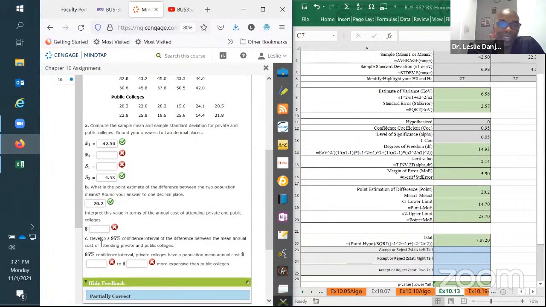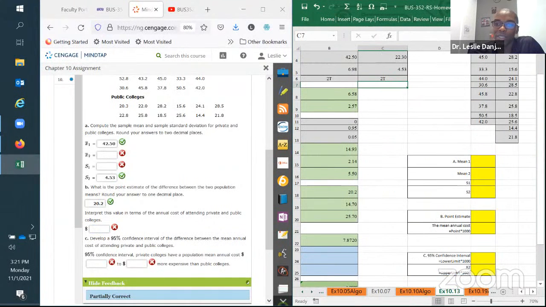All right, here you can plug in, interpret the value in terms of the annual cost of attending private and public college. That might be difficult for you to interpret. So right here, it's the mean annual cost times 1,000. So you're taking the point estimate times 1,000 to get this value right here. What is your lower limit? What is your upper limit to get these values right here?